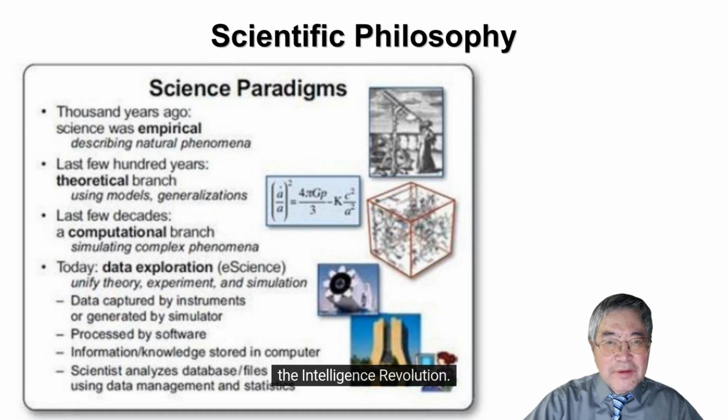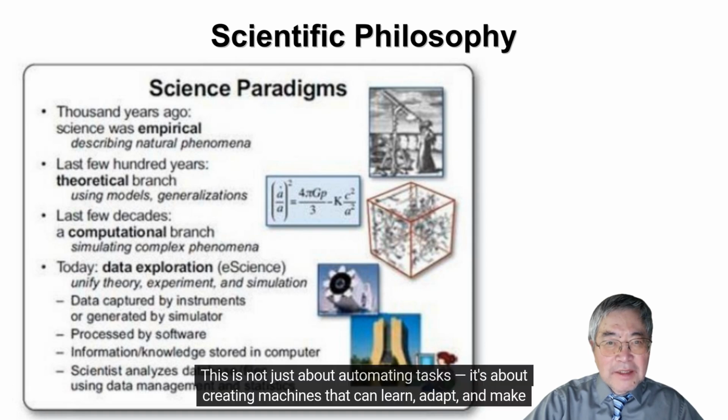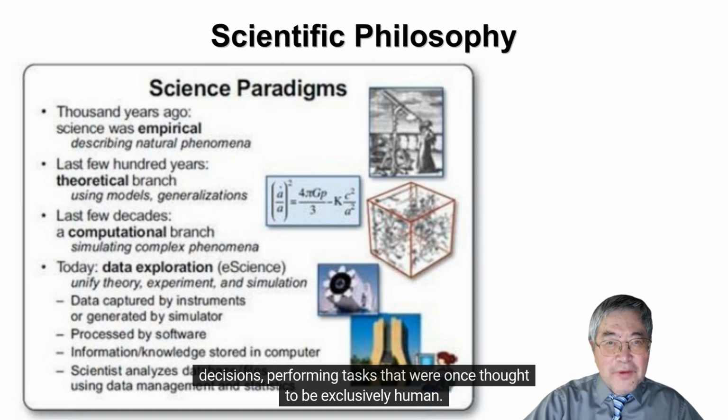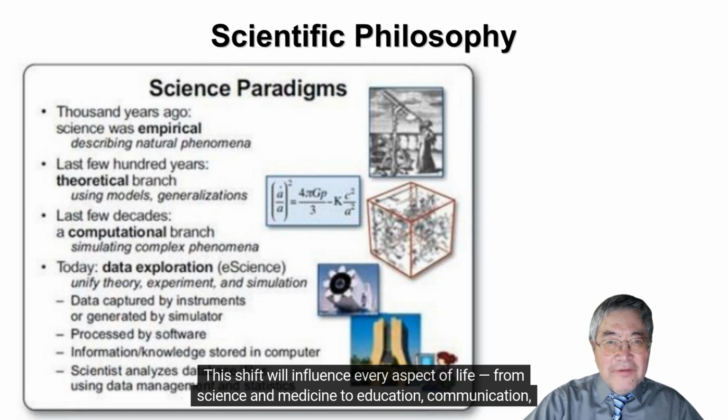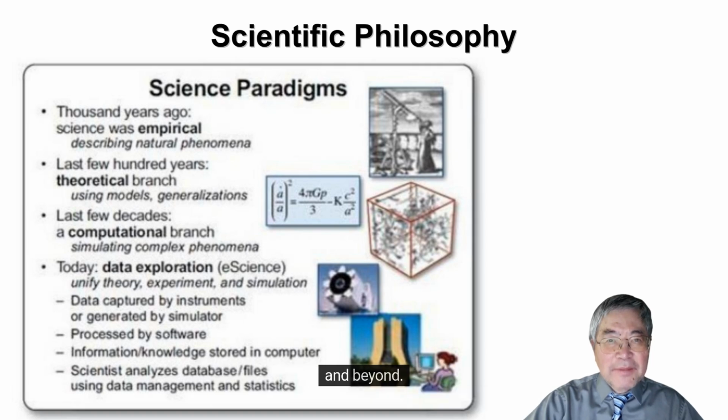Now, with the rise of machine learning and artificial intelligence, we are entering what I like to call the Intelligence Revolution. This is not just about automating tasks, it's about creating machines that can learn, adapt, and make decisions, performing tasks that were once thought to be exclusively human. This shift will influence every aspect of life, from science and medicine to education, communication, and beyond.